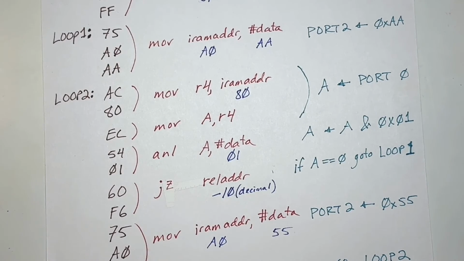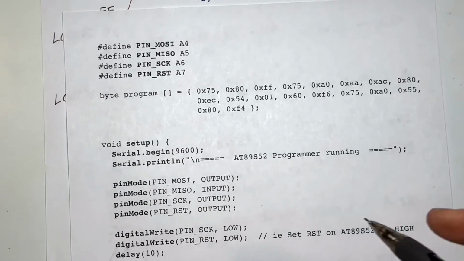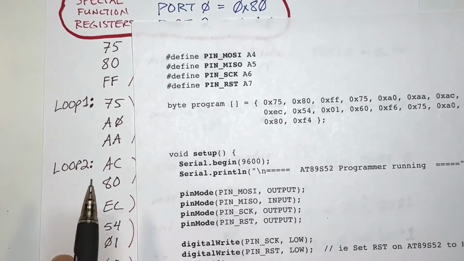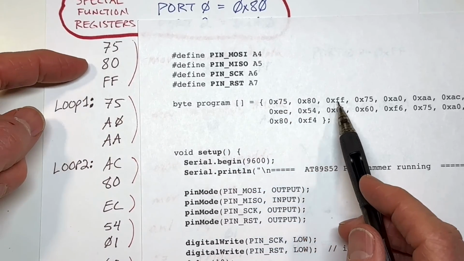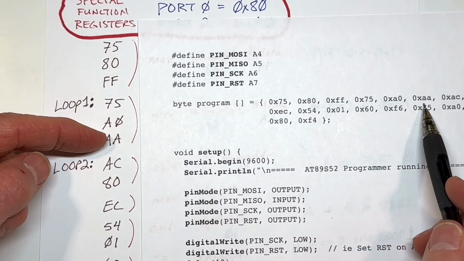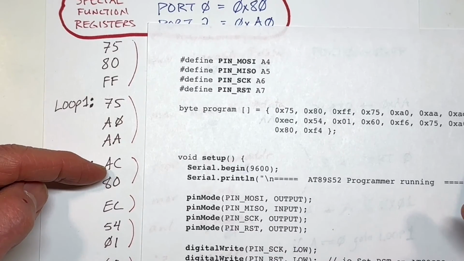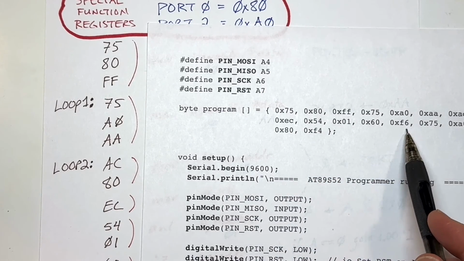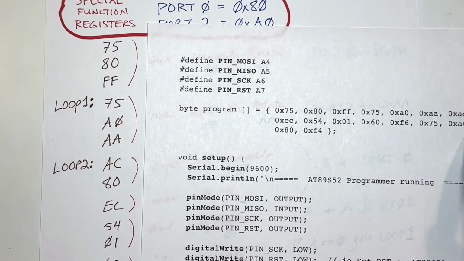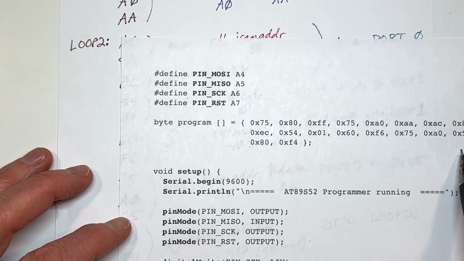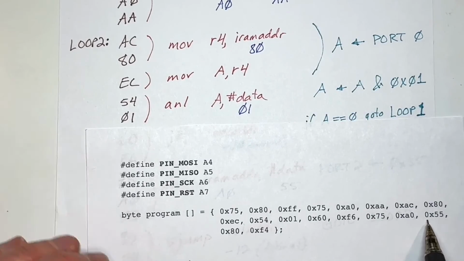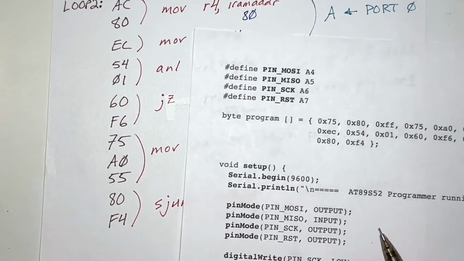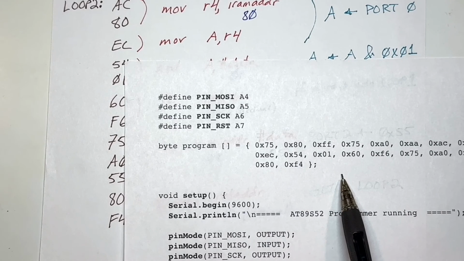So these are our instructions, and if we get our code here, let me find that. Here is the Arduino program that we're going to be executing, and we can just verify that these bytes are the same. 7580FF, 75A0AA, AC80, EC5401, 60, F6, 75A055, and then 80F4. So this is our program that we're going to be executing right here.